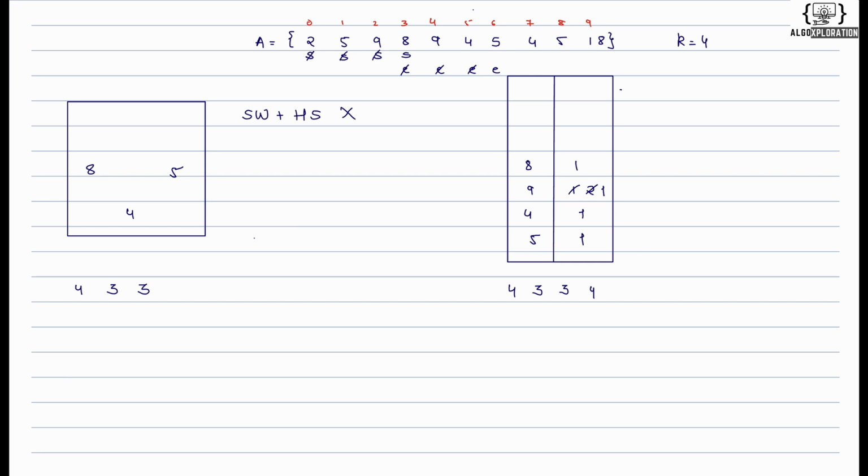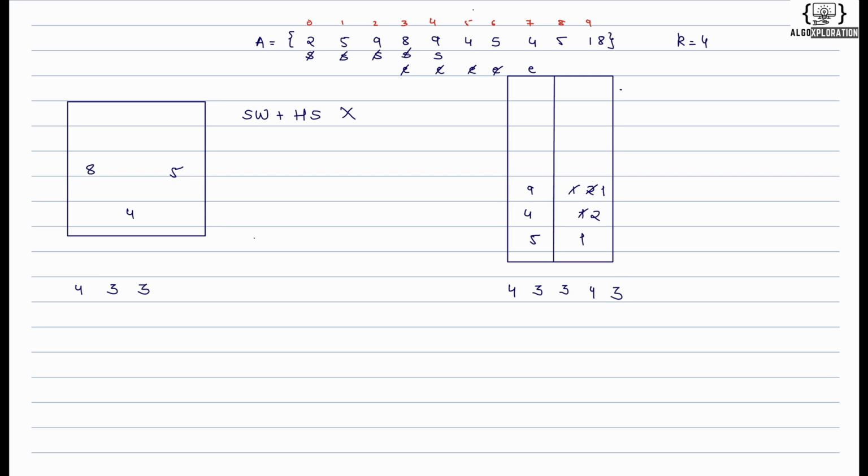Let's move forward again. S will be here, E will be here. Again, reduce the frequency of that element. This is 8, right? So this will be 0. Hence, I will be removing this 8 and introducing this new value, which is 4. If I insert this new value into the hash map, the frequency will be 2. Return the size of the hash map, it will be 3.